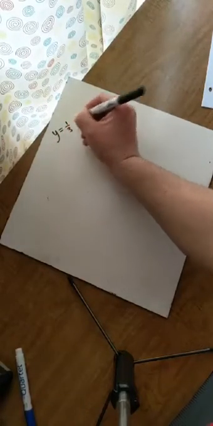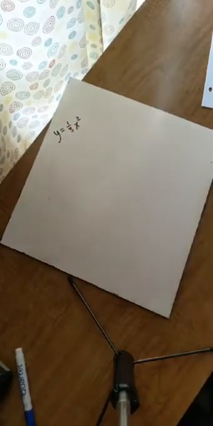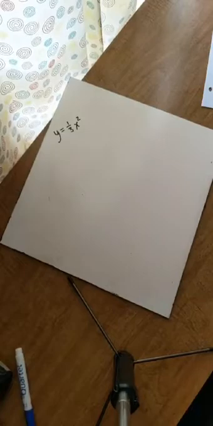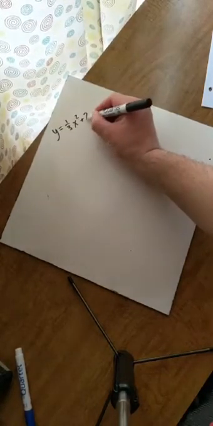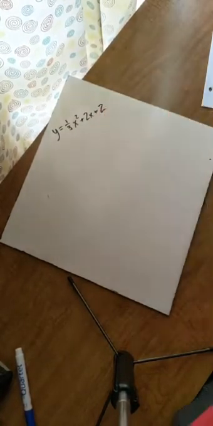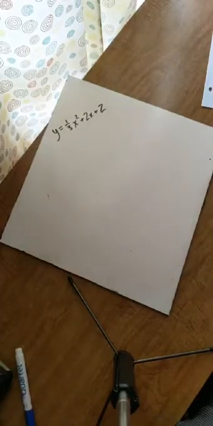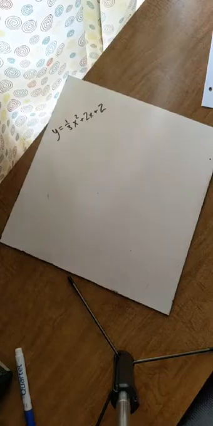We got y equals 1/3 x squared plus 2x plus 2. Okay, so if we look at this, I'm going to grab a drink of water here. We already got the y by itself.